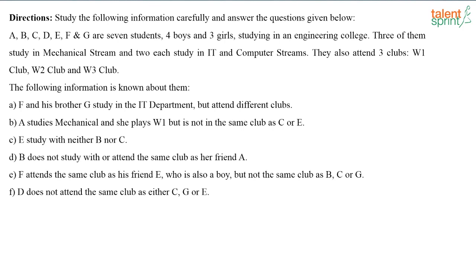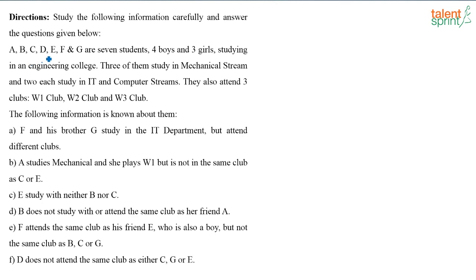So first try to read the given information and try to assign each person to their respective stream and their club. What is given here? A, B, C, D, E, F and G are 7 students. 4 boys and 3 girls studying in an engineering college. 3 of them study in mechanical stream and 2 each study in IT and computer science stream. They also attend 3 different clubs, W1, W2 and W3. So first thing that we need to do is we need to divide them into 3 different streams. So that is mechanical, IT and CS. So there will be 3 students in mechanical, 2 students in IT and 2 students in CS.